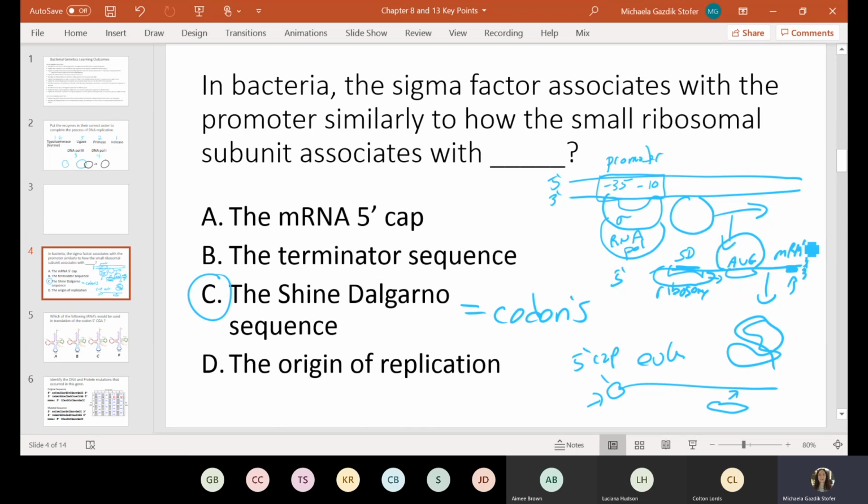We're going to continue looking at these transcription translation processes. So I'll move to the next slide before I stop to see if we have any questions.